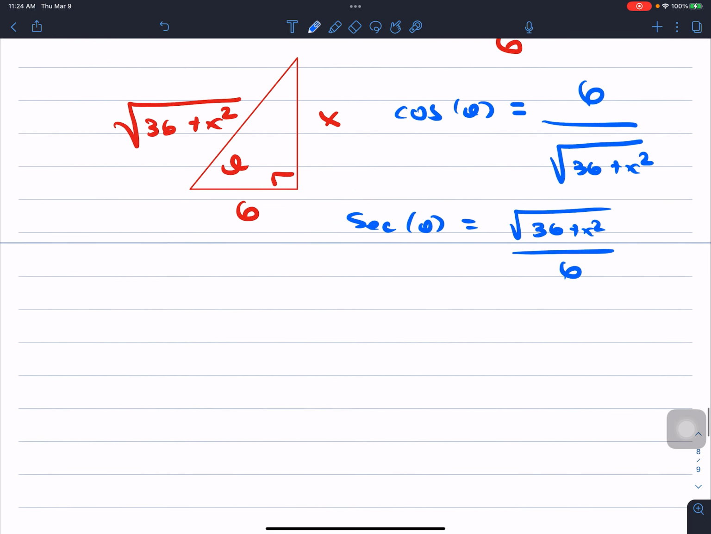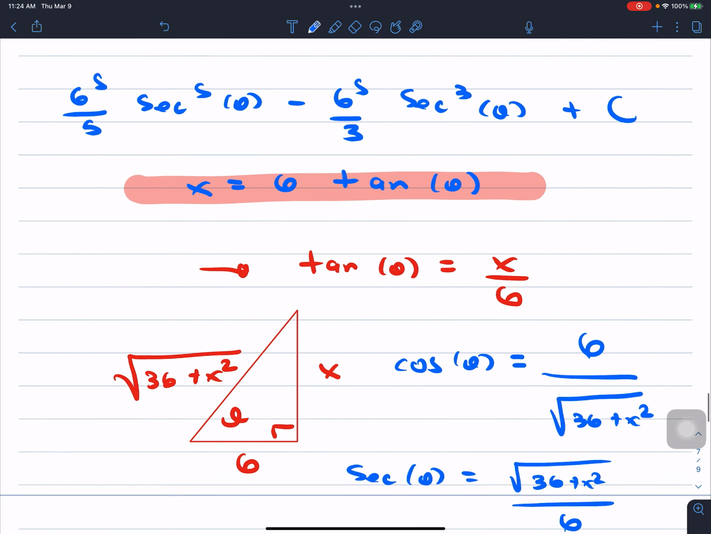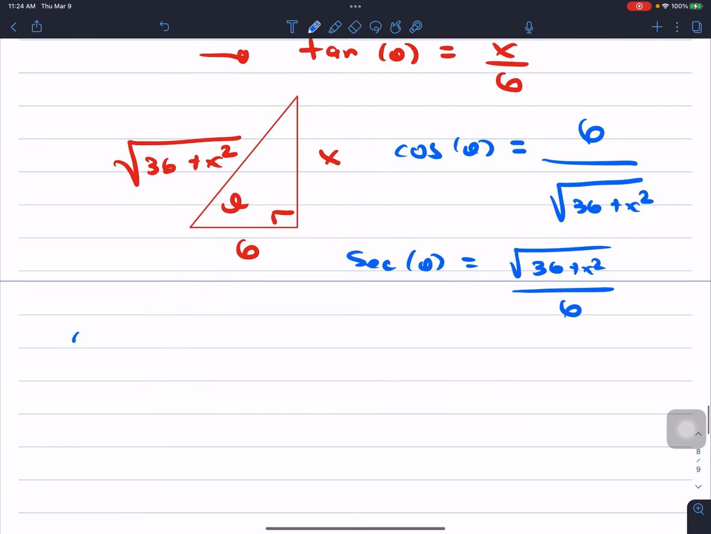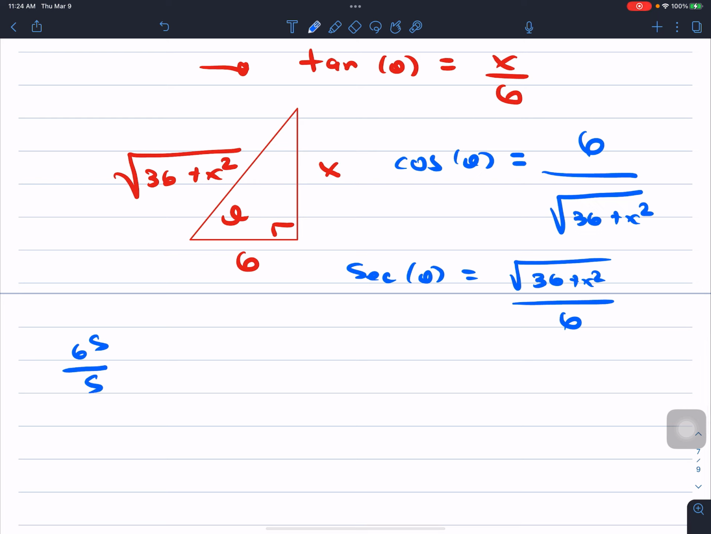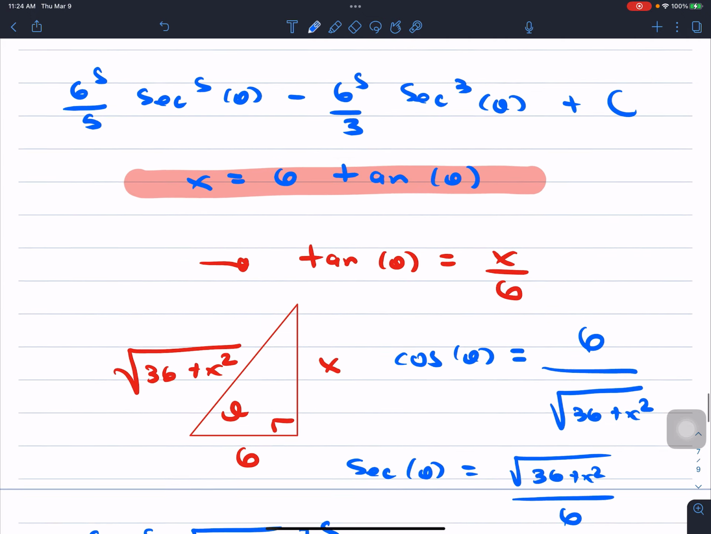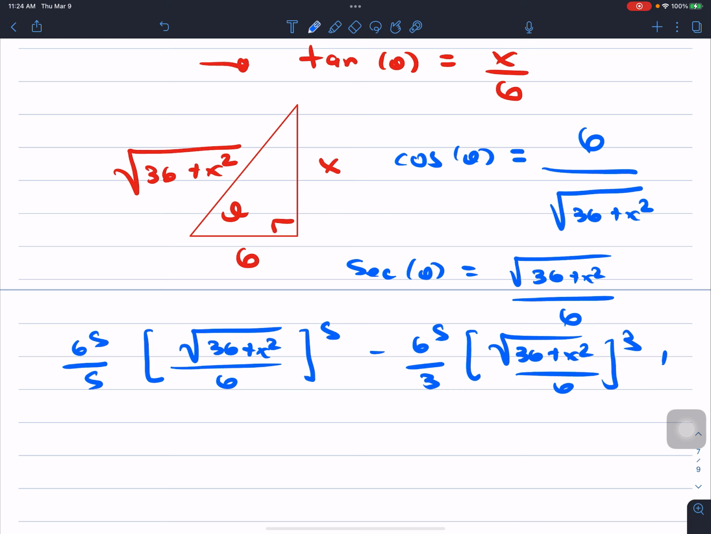So now you say, what do we get as an answer here? 6 to the 5th over 5. Now, secant is what you guys see here: the square root of 36 plus x squared over 6, raised to the 5th power. Now, that's minus 6 to the 5th power over 3 times the radical, square root of 36 plus x squared over 6, to the 3rd power, plus c.